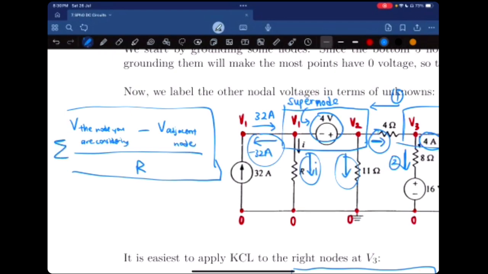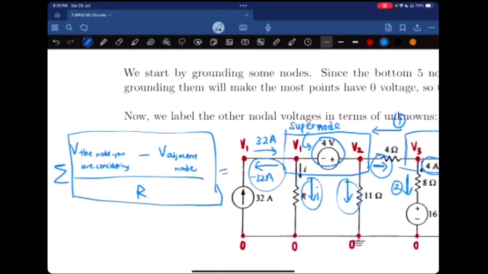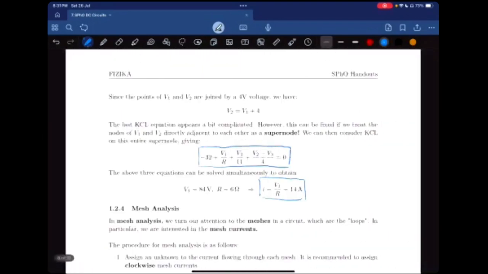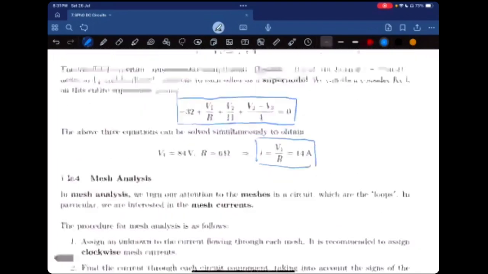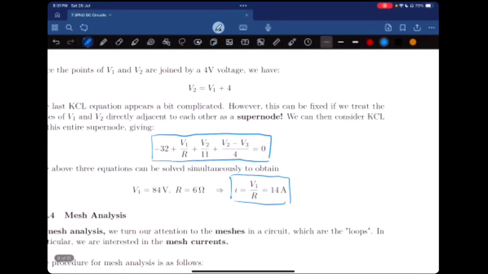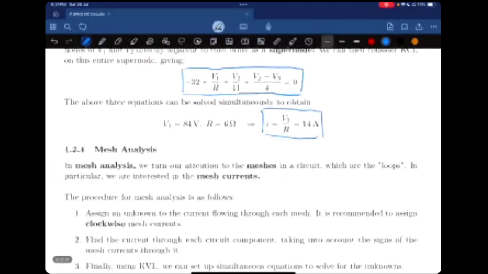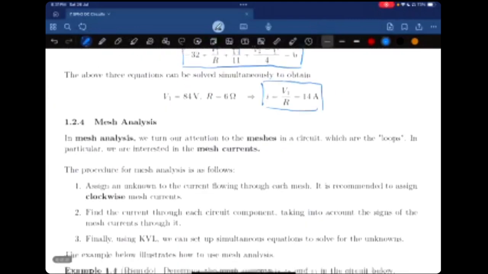So yeah, the sum of this equals zero. This is the guideline. Once you solve your simultaneous equations, you have obtained everything you need to know about the circuit because you have all your potentials, which means that you can find all the currents that you want. That's the nice thing about this method.